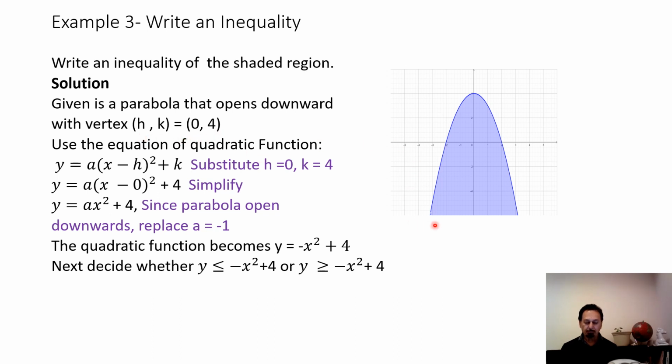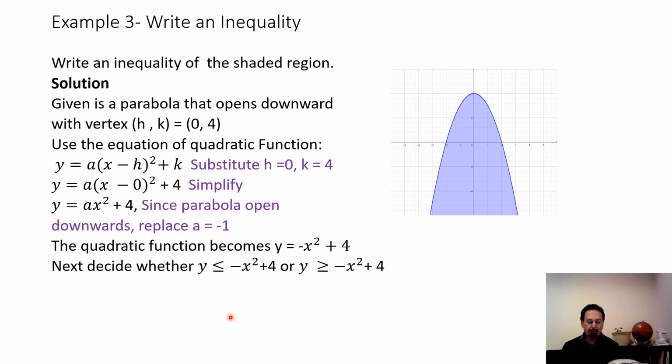Now to write the equation of this parabola, we're going to use this equation, y equals a times x minus h squared plus k. So I substitute h equals 0 and k equals 4. So this becomes y equals a times x minus 0 squared plus 4. We simplify and it becomes ax squared plus 4. Now since the parabola opens downwards, we can use a equal to minus 1. So the quadratic function becomes y equals minus x squared plus 4.